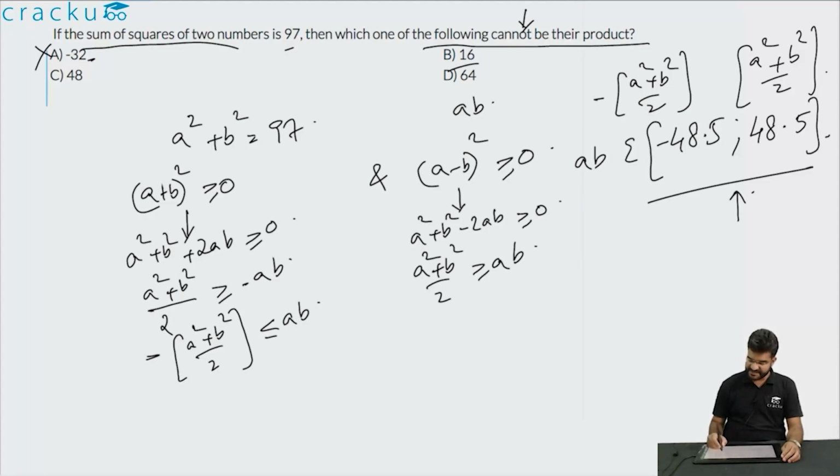If you are looking at 16, even 16 lies within this interval. So even option B is incorrect. If you are looking at option C, it is 48. 48 also just about lies within the interval. So even this is not the correct option.